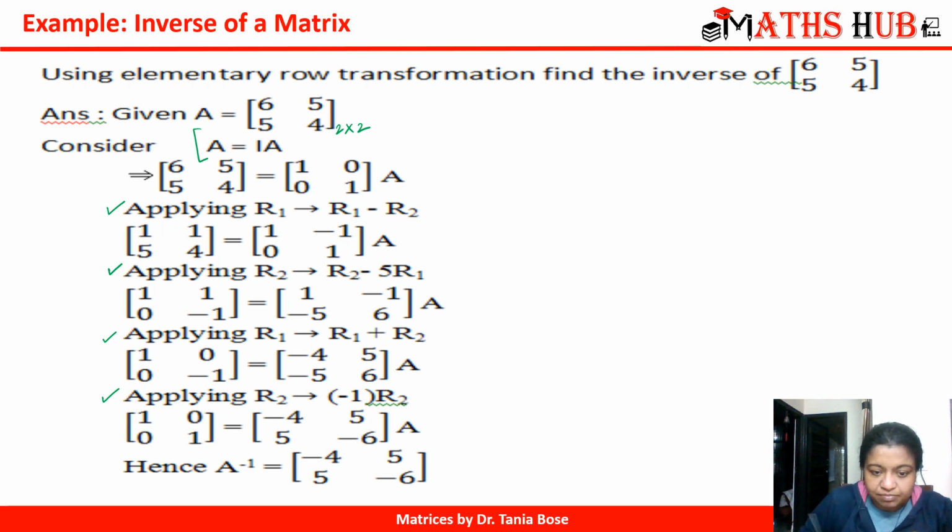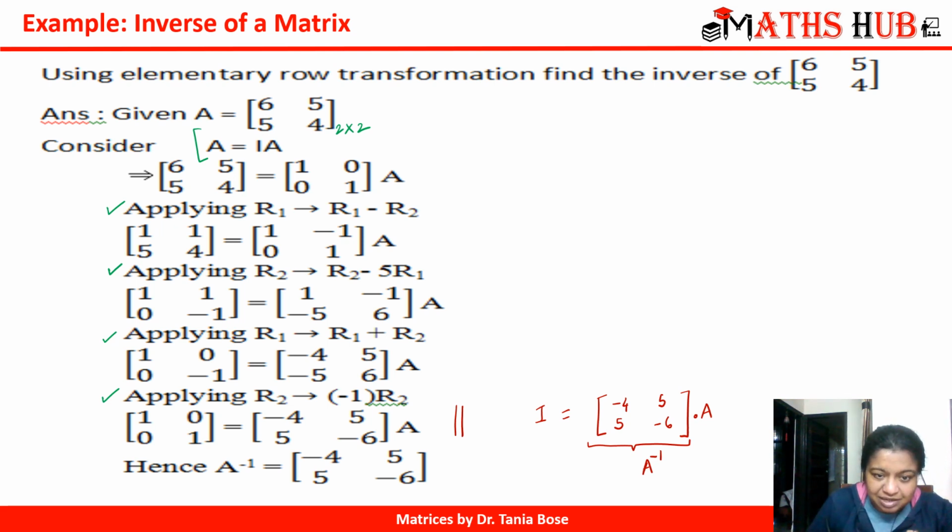So this step is important. At this step, you can see that we are getting an identity matrix, and we are getting a matrix that is -4, 5, 5 and -6, multiplied with A. So A multiplied with some matrix is equal to identity. That means this matrix is definitely going to be the inverse of A, right? So A inverse becomes -4, 5, 5, -6.